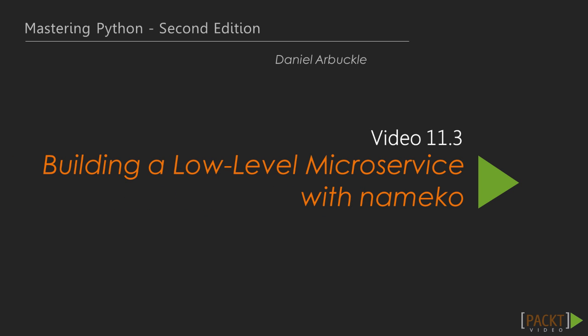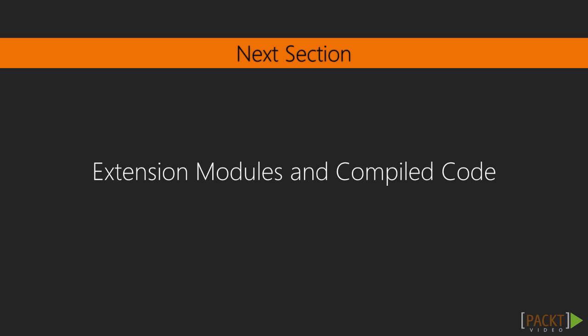Hi, in the previous video, we looked at how to use Flask to whip up a microservice that used HTTP to communicate with its users. In this video, we'll take a look at nameko, which will help us put together a microservice that communicates using the advanced message queuing protocol, which we can safely think of as a remote procedure call protocol, though that's actually only a part of what it does.